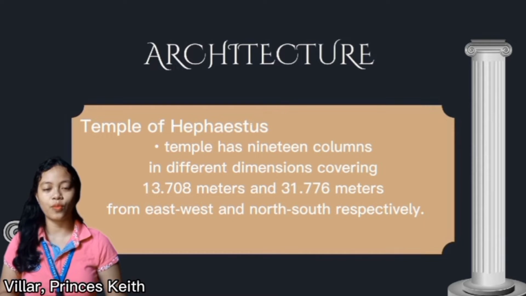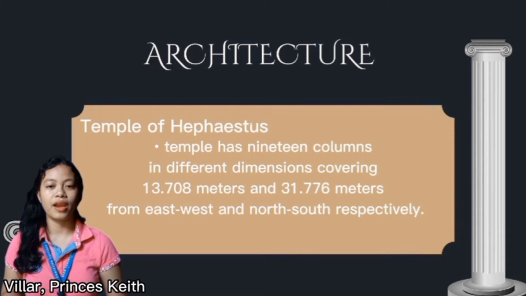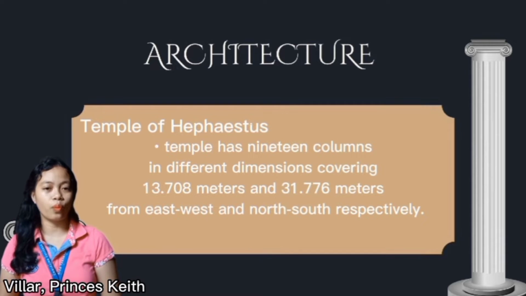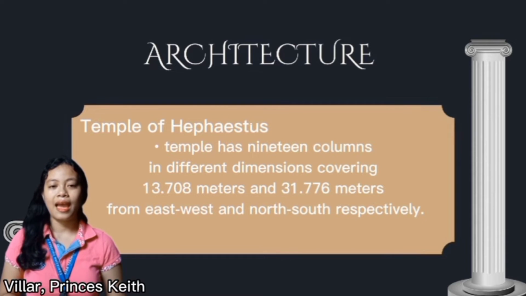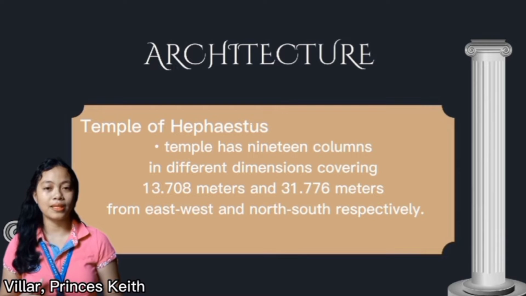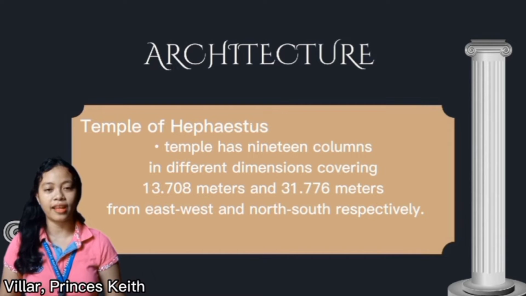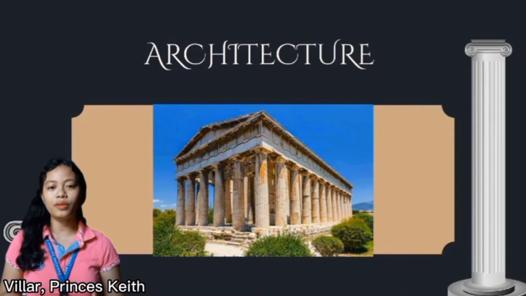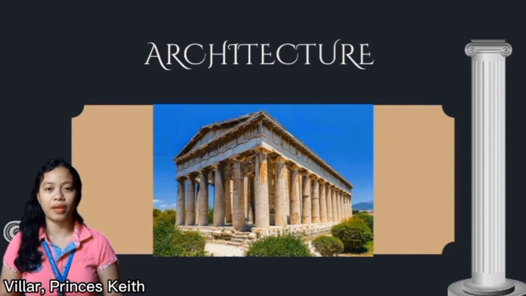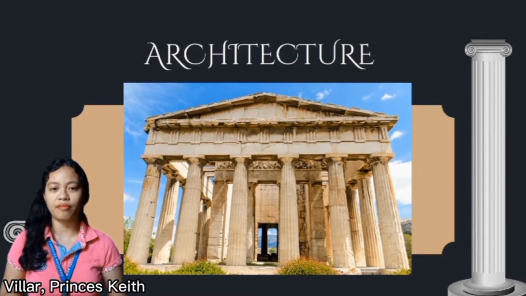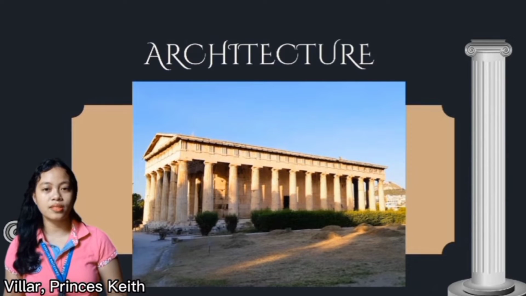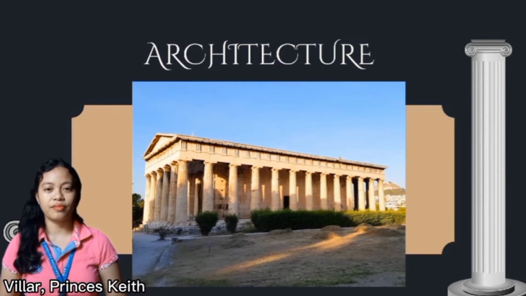The Temple of Hephaestus is one of the few well-preserved Greek architectures which can be witnessed in its original form even today. The temple is a classic work of Doric architecture and dates back to 415 BC and was built and dedicated to Hephaestus, who was known to be the god of fire and craftsmanship. The temple has 19 columns in different dimensions covering 13.708 meters and 31.776 meters from east-west and north-south respectively.